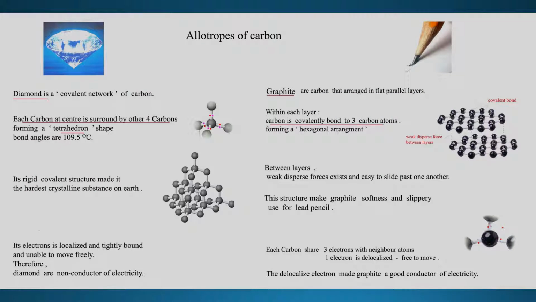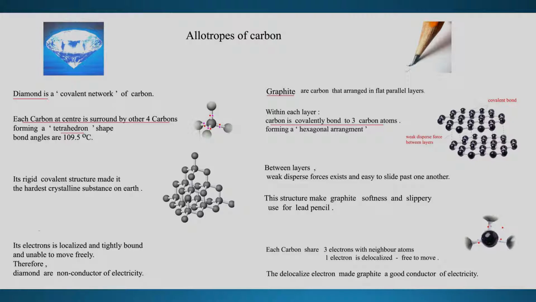Now you can compare the allotropes of these two types. Diamond is a covalent network. Each carbon is bonded by 4 other carbons, forming tetrahedral shapes and a rigid covalent structure, the hardest crystal on Earth. The electrons are localized, unable to move, so it does not conduct electricity.